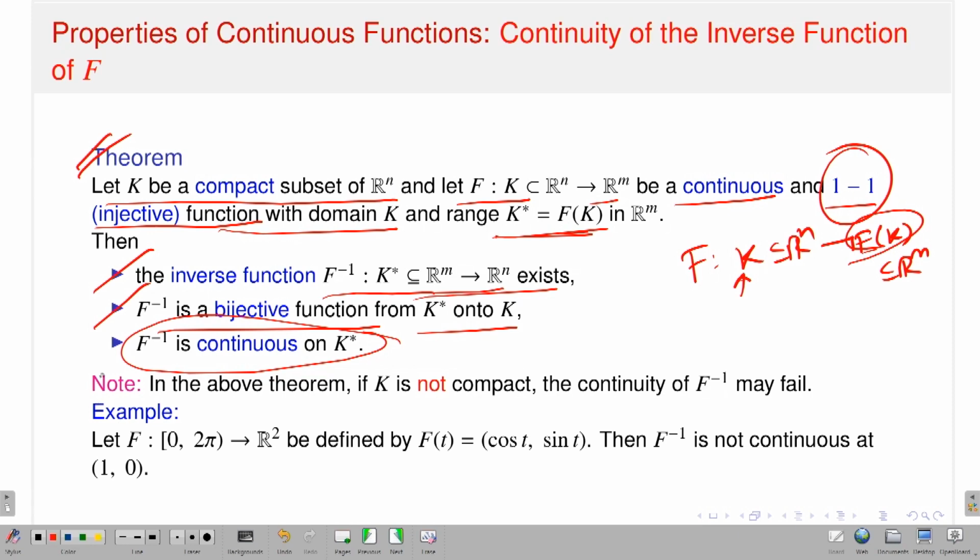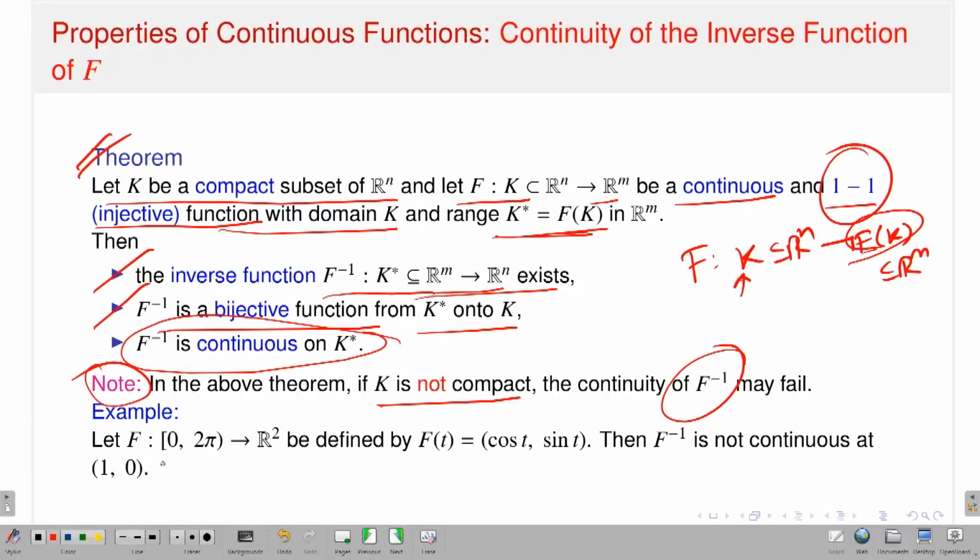There is a very serious note in the above theorem. If I drop the condition that K is compact, then the continuity of F inverse may fail. Bijectivity is not an issue, because F is injective on K, so the inverse exists, and with the range F of K it is bijective. But I cannot talk about the continuity of F inverse.